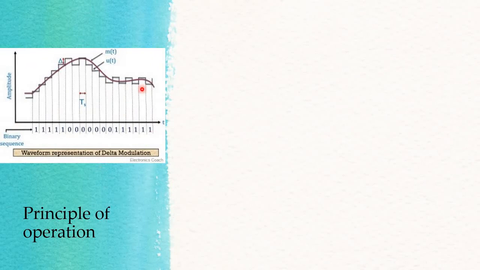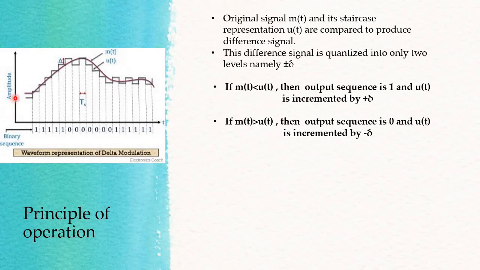Now next is the working principle of delta modulation. Here I am going to explain the principle on which the delta modulation works. So this is a waveform representation of delta modulation. What do we do in delta modulation? First, we have the original signal m of t, and the second is the staircase representation that is given by u of t. Now here we are making a comparison of these two signals, and based on that comparison we are generating the output bit, and we are generating the next value or the next size of the step signal.